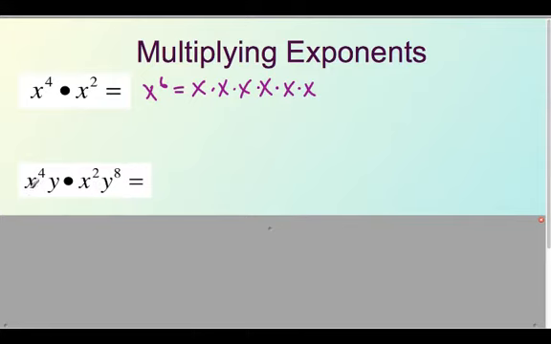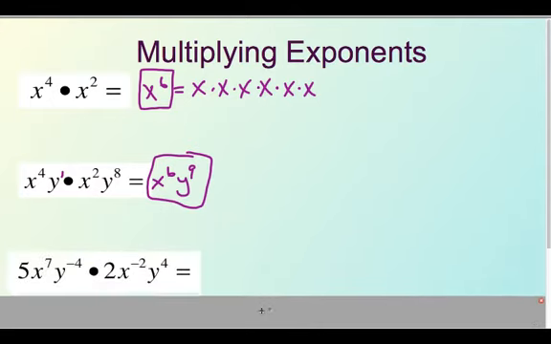So my answer on this one is going to be x to the 6th, because I have x to the 4th times x squared. And then here I have y, and don't forget, when you have just one y, it's like y to the 1st, times y to the 8th, which gets me y to the 9th. So that becomes my answer: x to the 6th, y to the 9th. That's simplified. That's what we're doing here, simplifying these exponents. When we have to multiply exponents together, we simplify them by writing it this way.